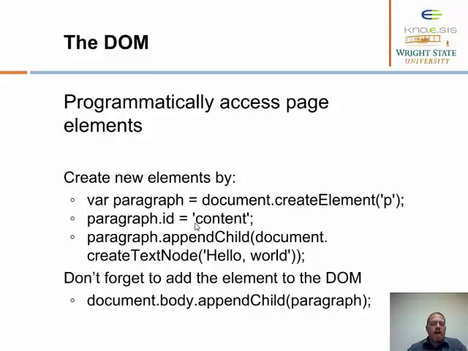JavaScript allows programmatic access to the elements, so we can create elements by using this syntax here. We're going to select the document and tell it to create this element p, and we're going to store that in this variable, paragraph. We're going to give the paragraph an ID, named content, and then we're going to add an element inside that paragraph element. It's a text node, and it's going to say hello world.